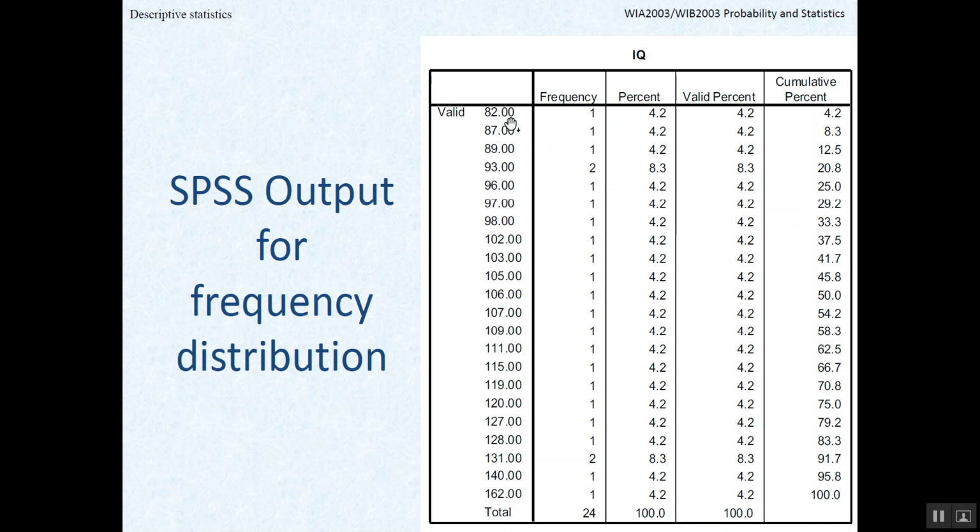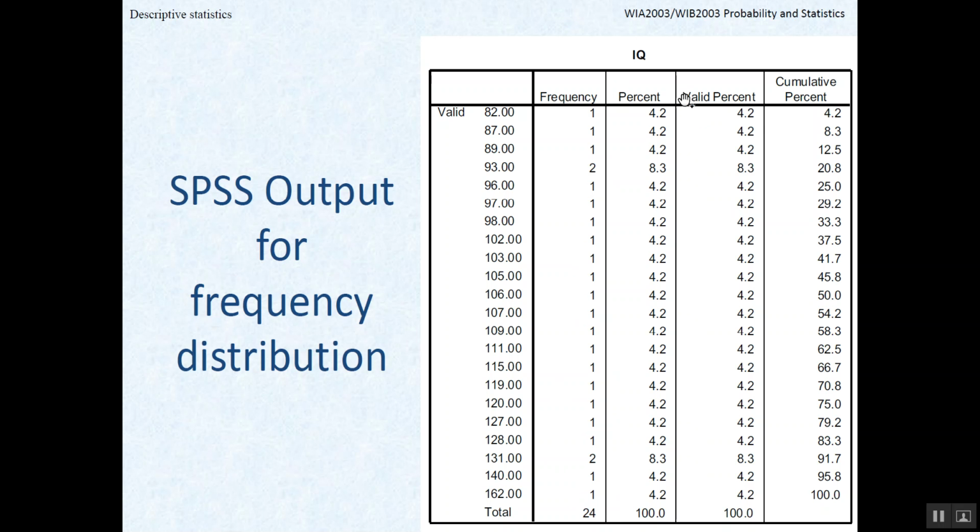All right, so these are the scores. If you can see on your left here, assume these are the scores. For example, the frequency of this particular score in that particular class, maybe it appears only once. 87 once, 89 once, 93 appears twice. Okay, the frequency is twice. What else appears twice? 131 appears twice. So in total, there are 24 observations here.